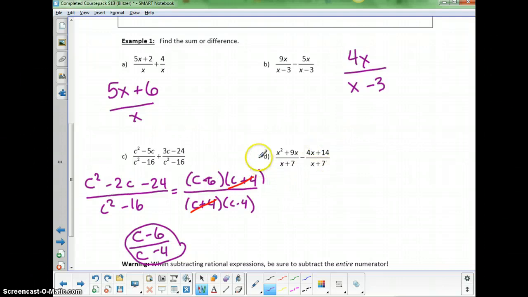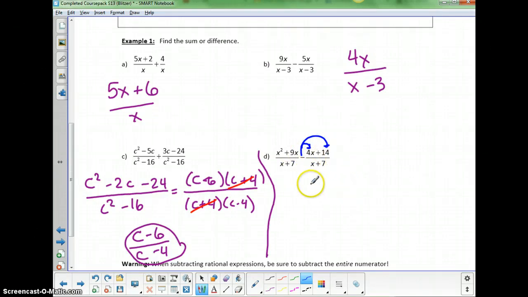Okay, and in the next one, in the subtraction, something I have to really pay attention to is that I'm subtracting this entire polynomial. So the subtraction is going to apply to both parts of this numerator. I need to distribute it.